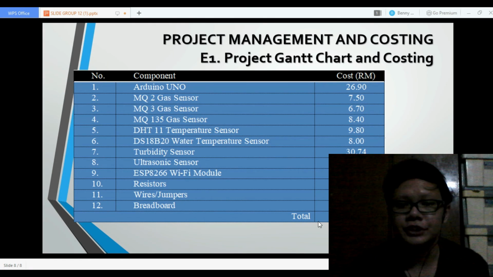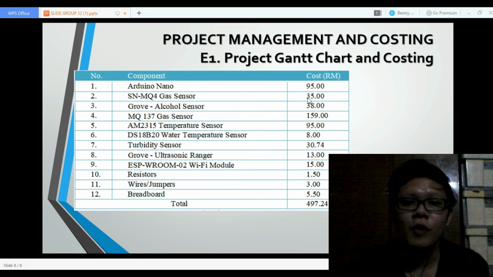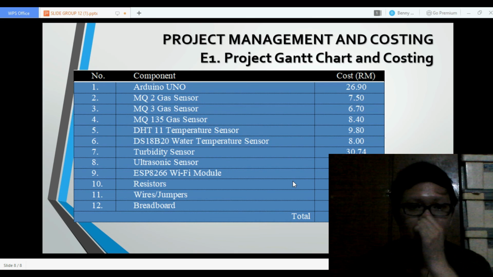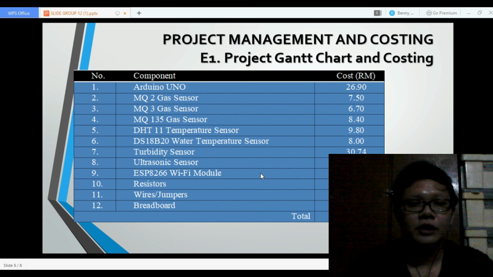The total price is around 124.74. The next table is another set of components and the cost. This price is higher, about 4 or 5 times compared to ours. So we can conclude that our components are very low price and can be used by most people.